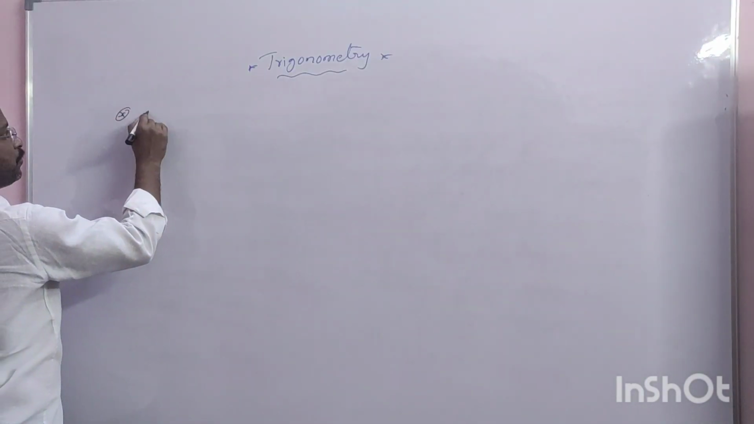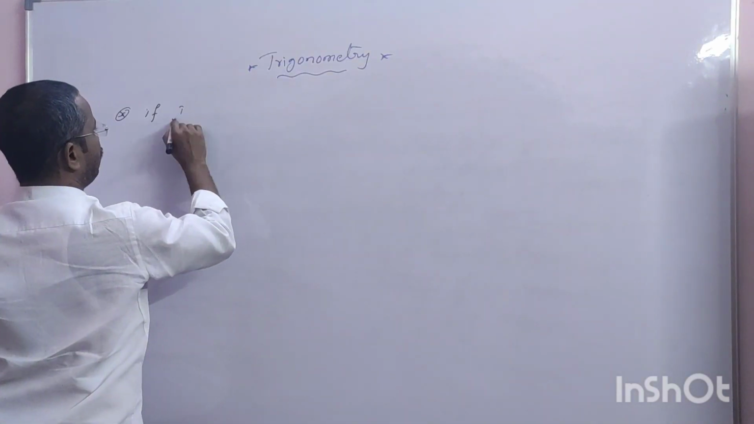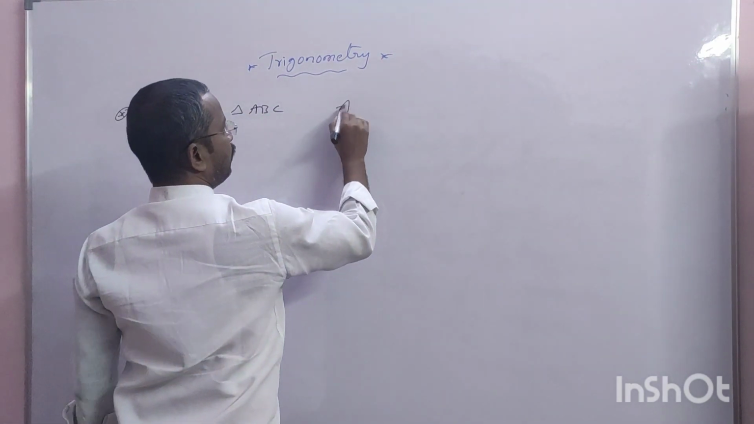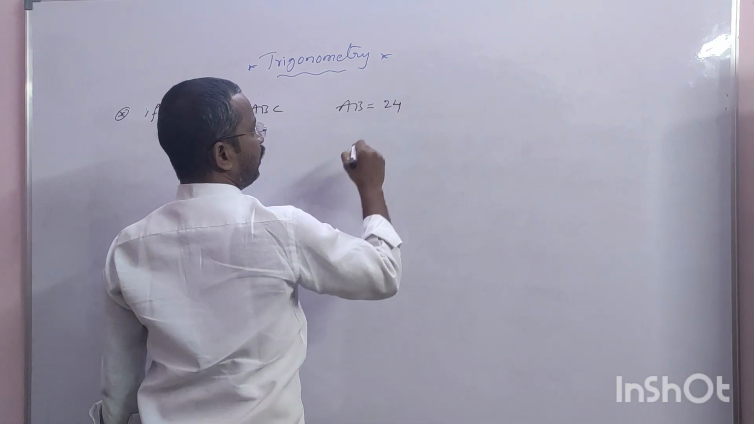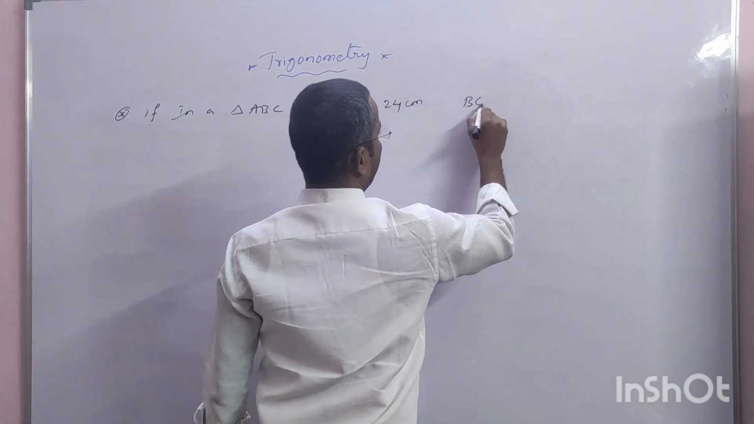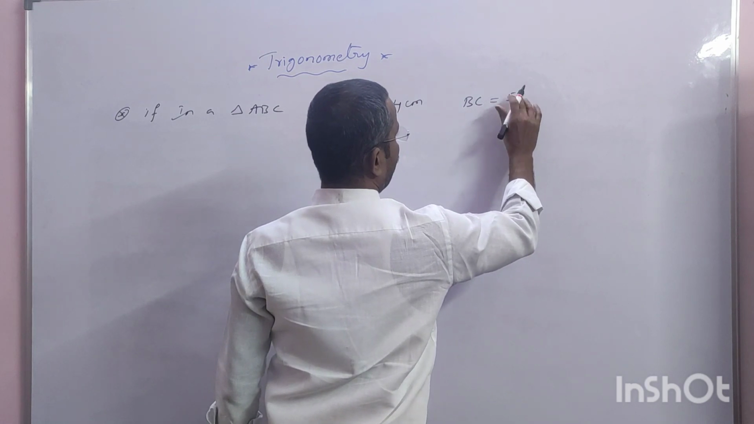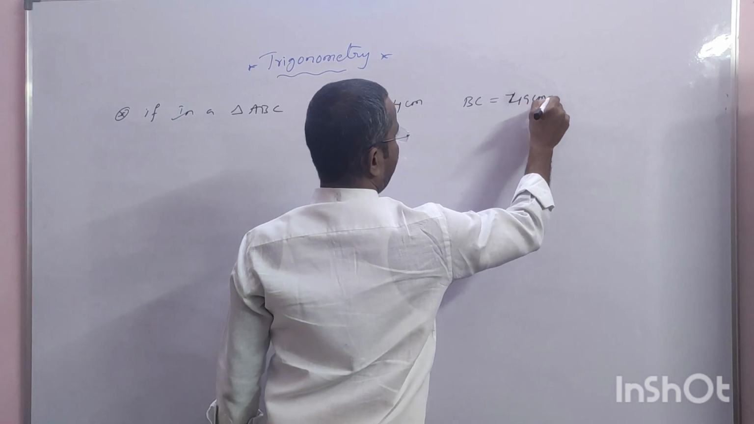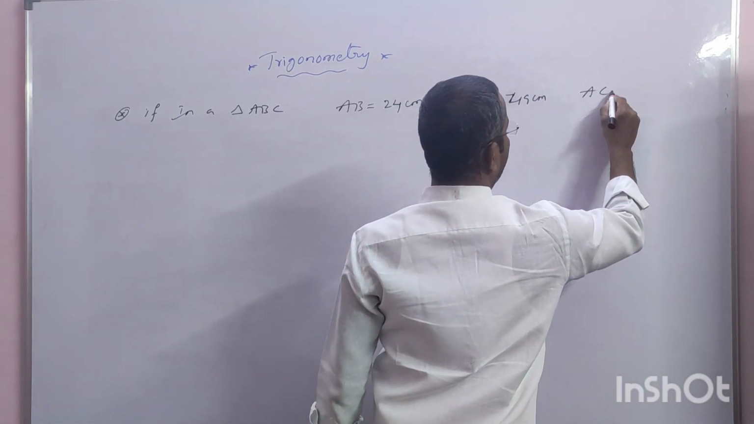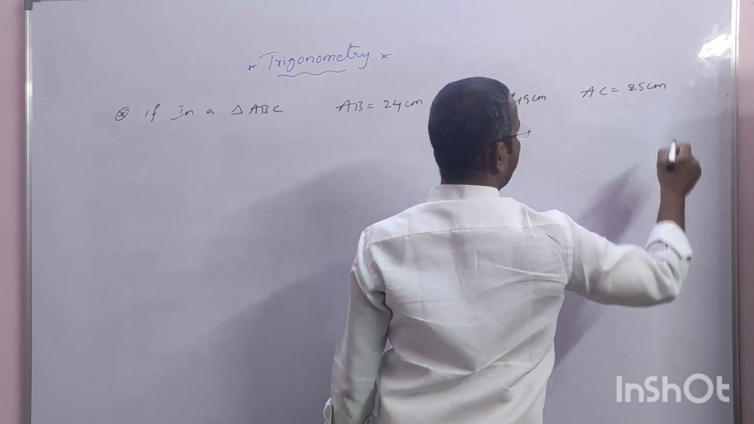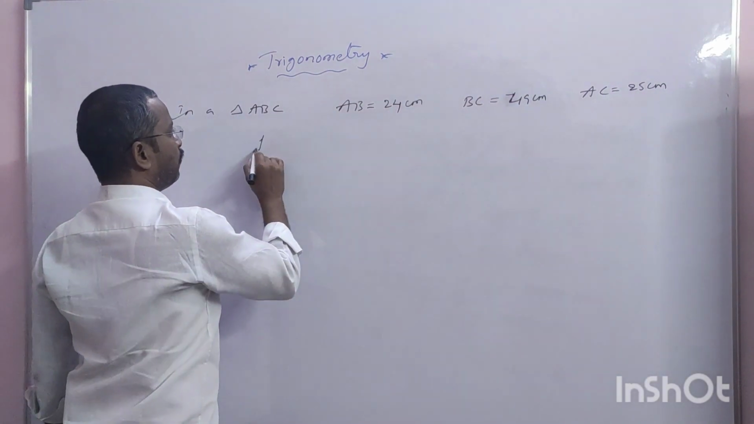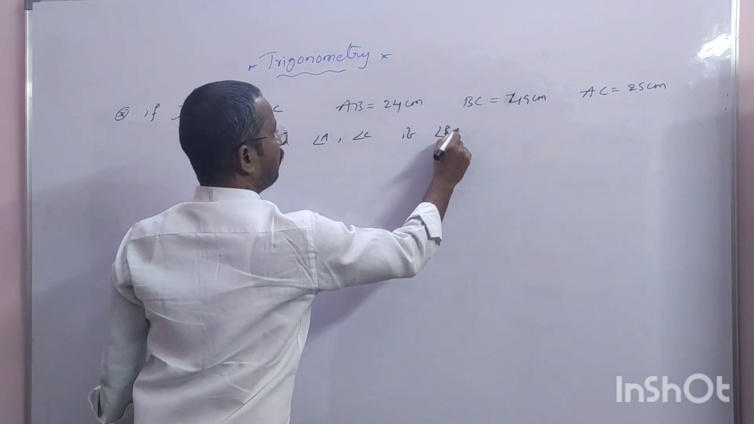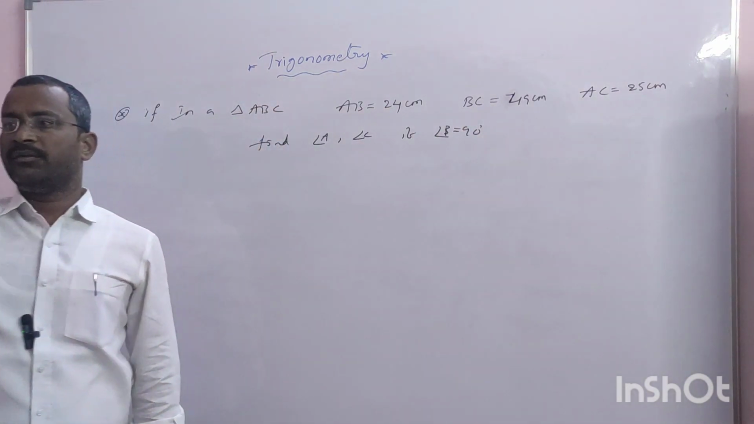Some other type of questions. If in a triangle ABC, AB is equals to 24 centimeter, BC is equals to 7 centimeter, AC is equals to 25 centimeter. Find angle A, angle C if angle B is equal to 90 degrees.